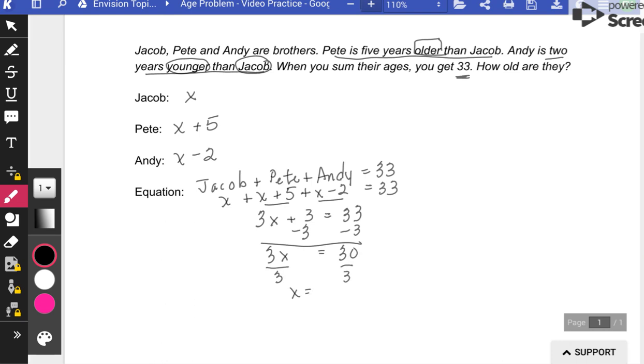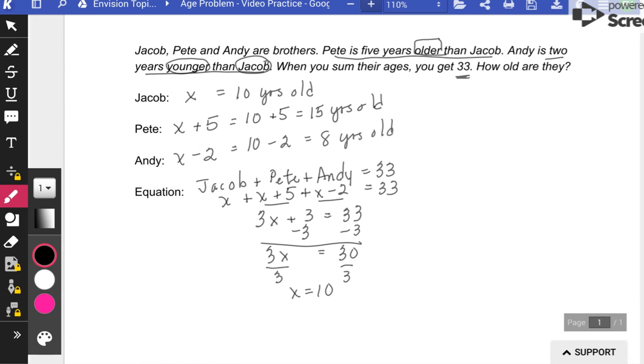So we know that somebody is 10 years old. Who is 10? The x, that's Jacob. So Jacob is 10 years old. Pete is going to be x plus 5, so that's 10 plus 5, or 15 years old. Andy is x minus 2, or 10 minus 2, which is 8 years old.